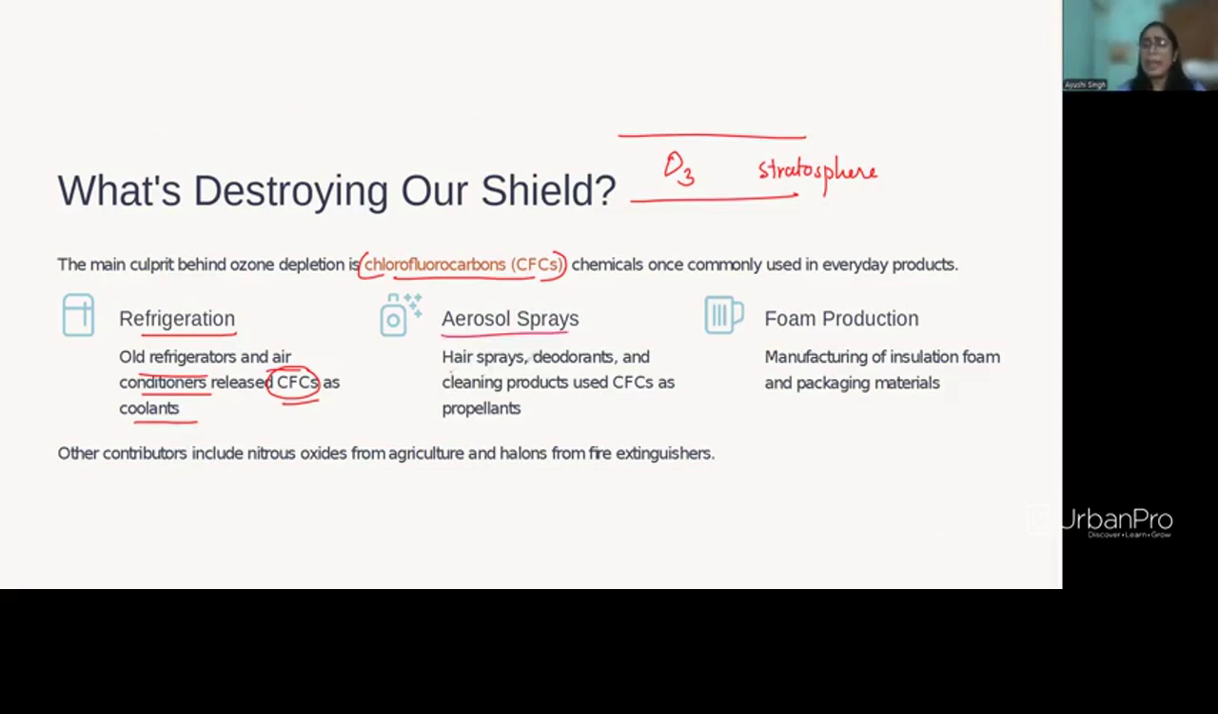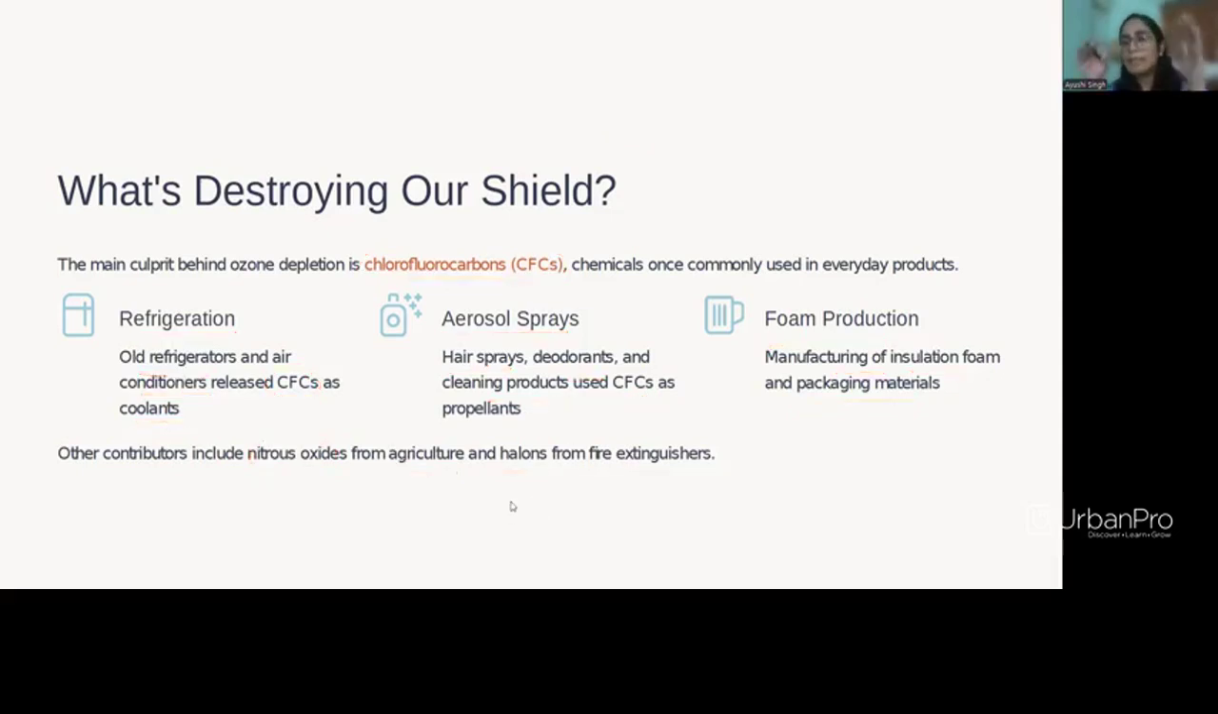Now, aerosol sprays like hairspray, deodorants, cleaning products, they also use CFCs a lot. And lastly, foam production. Manufacturing of insulation, foam and packaging materials also produce CFC. Other contributors would be nitrous oxides from agriculture and halons from fire extinguishers. So these chemicals, basically CFC, produced from different factories or different kinds of products, help in depleting the ozone layer.